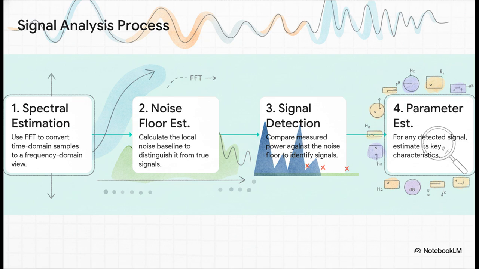Step 2 is noise floor estimation, where we figure out what the normal background noise level is. Then, step 3, signal detection. We compare the power of everything we see against that noise floor to find anything that stands out. And finally, step 4 is parameter estimation. For anything we found, we measure its key characteristics, like its exact frequency, its bandwidth, and its power.